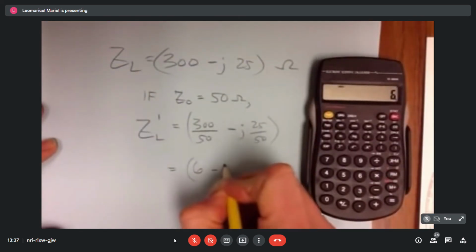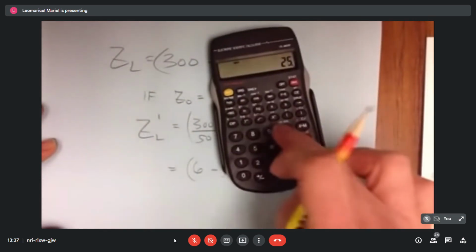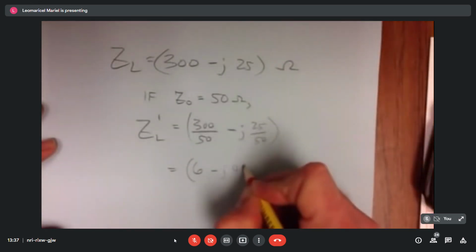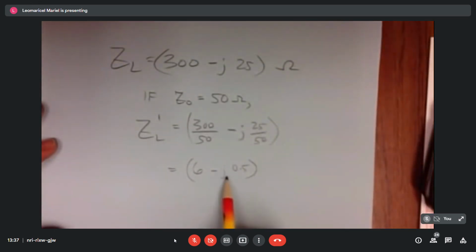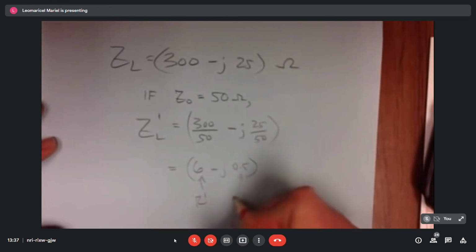Minus J 25 over 50 is J 0.5. So we were looking for 6 minus J 0.5. This one is the normalized resistance, and this is the normalized reactance.